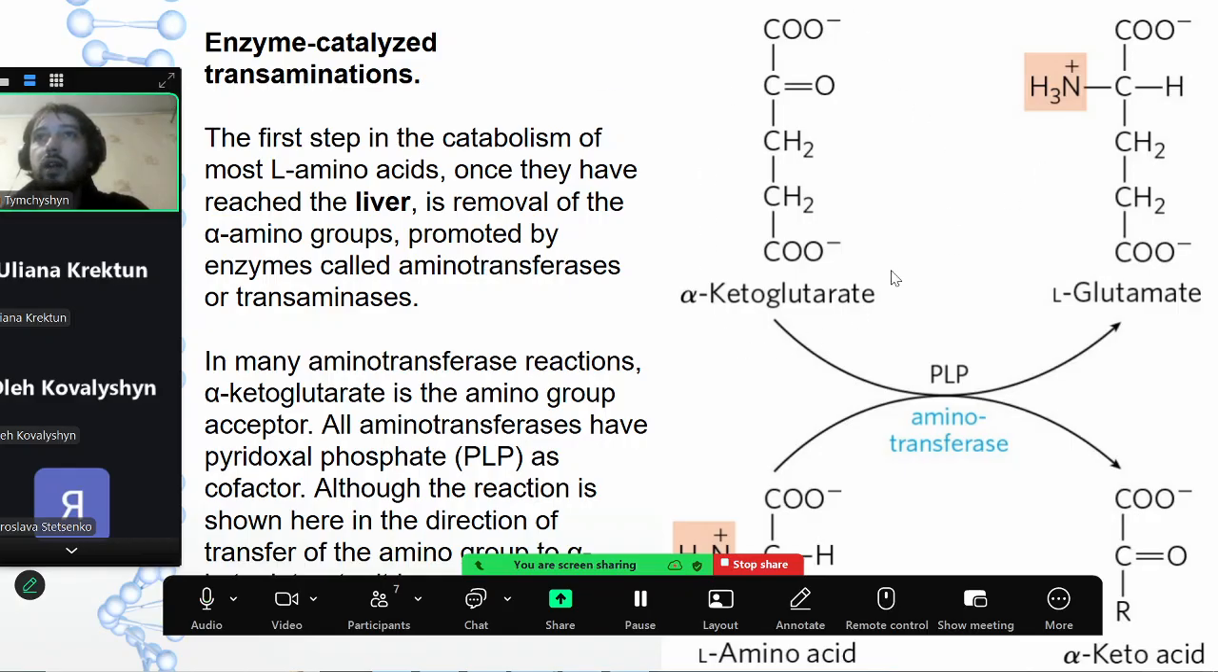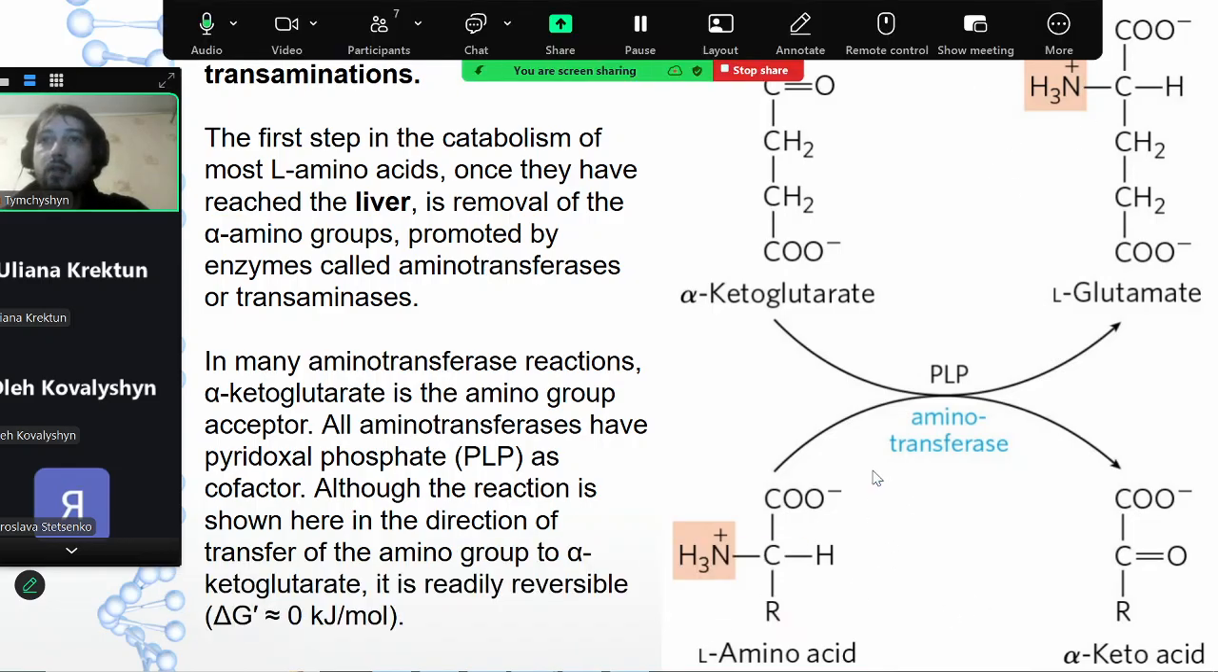So here you see the alpha-ketoglutarate, here you see the L-glutamate, and here you see the newly acquired nitrogen atom. And here you see another amino acid, where R signifies that it can be an arbitrary amino acid, and this is the nitrogen atom that was abstracted and transported to the alpha-ketoglutarate. So here you get some alpha-keto acid, so it's no longer an amino acid, it's just a keto acid. So here it is.